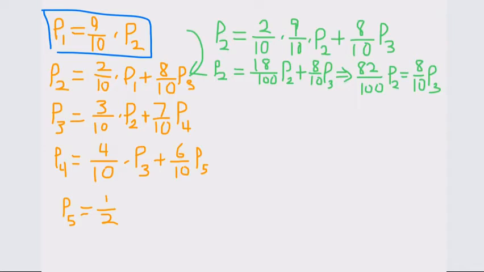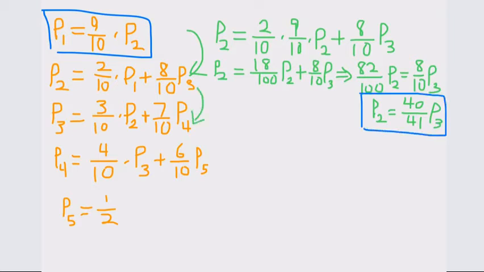So if we multiply both sides by 100 over 82, p2 will be 100 times 8 over 82 times 10. 100 over 10 simplifies to 10, times 8 is 80 over 82, and that simplifies to 40 over 41 p3. We have p2 in terms of p3. Now we can substitute that into the next equation.